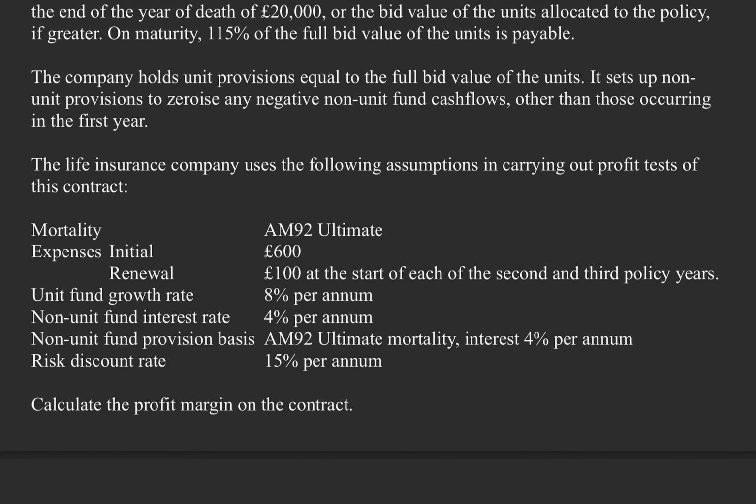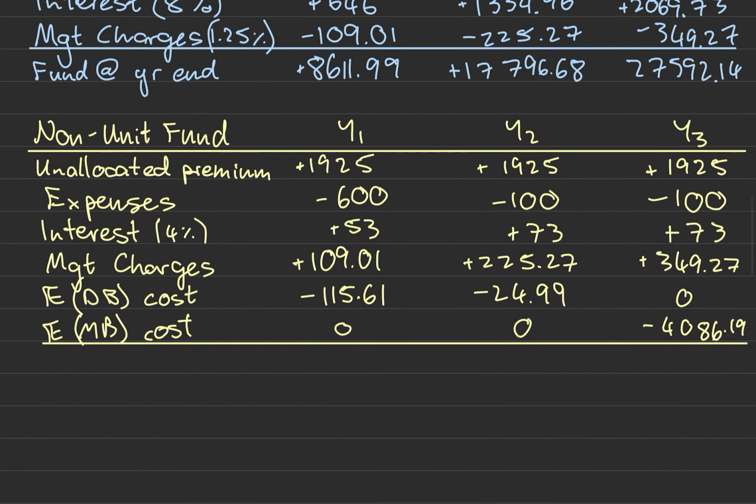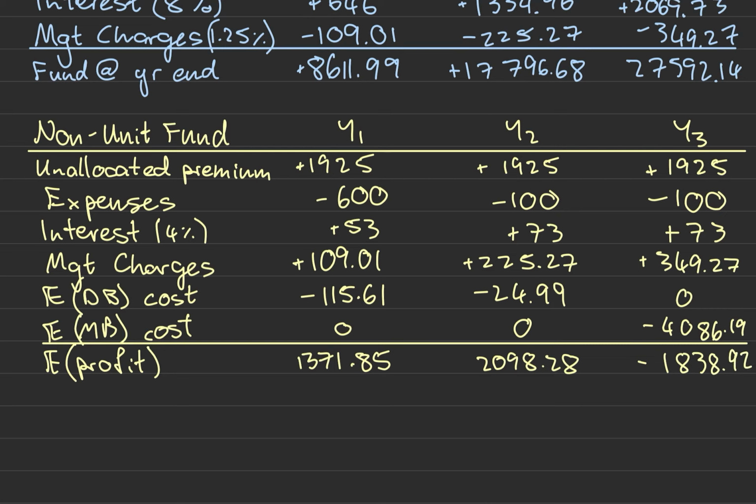Now we can tabulate this and calculate the expected profit or loss in each year. You just sum all of those up. First year it happens to be 1371.85. Second year it happens to be 2098.28. And in this third year it happens to be minus 1838.92. And if you are the memo, then you would have written 1891.55, which would have been wrong. But anyway, that's what you would have written.